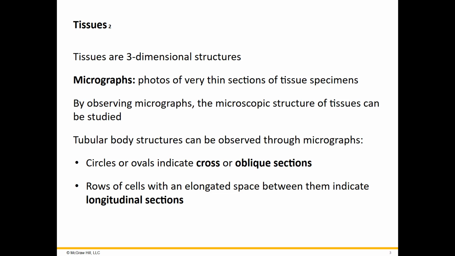When we talk about tissues, we're talking about three-dimensional structures. A micrograph is a photo of a very thin section of tissue and specimens. During our quiz that we took last class, I asked what kind of view or section you get when you cut a bone diagonally, and the answer was oblique. Unlike the body planes, which are transverse, coronal, and sagittal, when we're talking about tissues we have three different terms: cross section, oblique section, and longitudinal section.